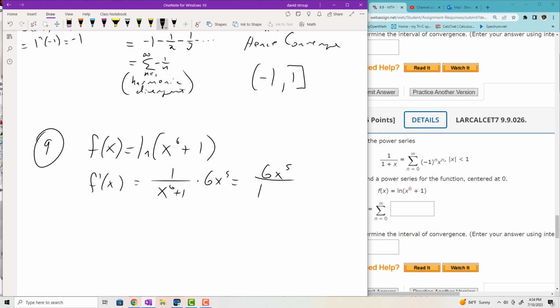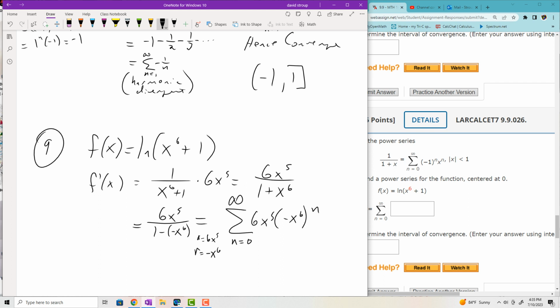Let's rewrite it a little bit. So rewriting it even more, right? So you get 1 minus negative x to the 6. And then your a value you could put as 6x to the 5th, believe it or not, and your r value, try negative x to the 6th, right? So this will be the sum n equals 0 to infinity of 6x to the 5th times negative x to the 6th to the n.